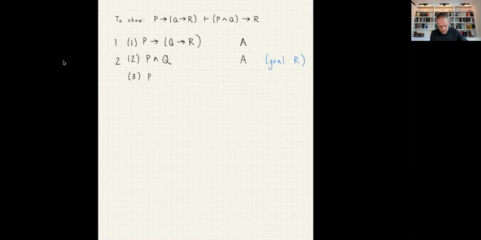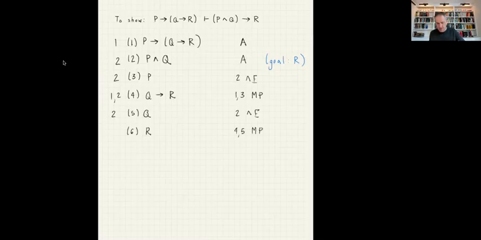So I'm going to get P from line 2, and elimination. That lets me break off the if Q, then R using modus ponens. So line 1 and 3, modus ponens. Okay, now I can get the Q out from line 2. So 2, and elimination. And that lets me get R, which was my goal. So now from 4, 5, modus ponens.